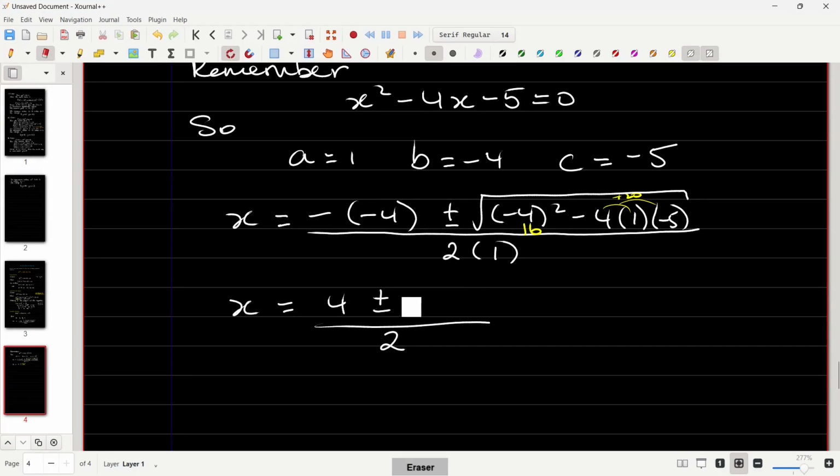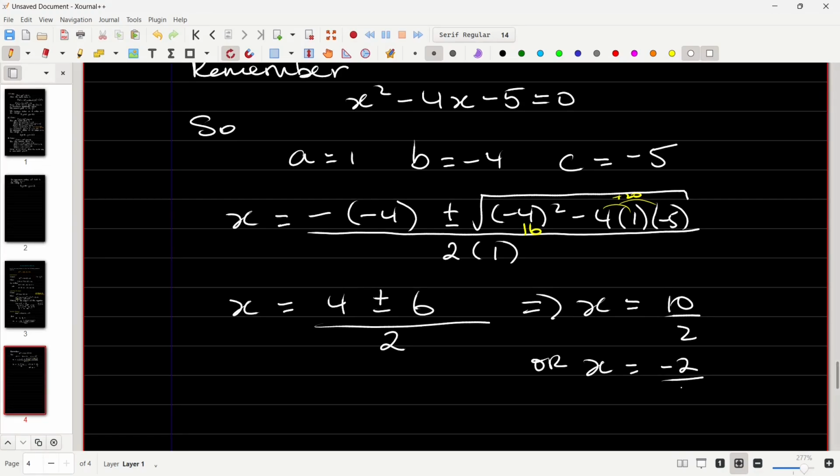Now, root of 36 is equal to 6. So then that means our answer is going to be that, which implies that x is equal to 6 plus 4, which is 10 over 2, or x would be equal to 4 minus 6, which is minus 2 over 2. And this here is 5, and this here is negative 1.